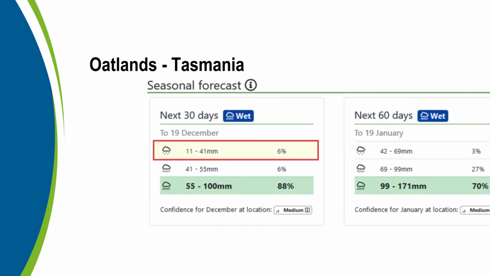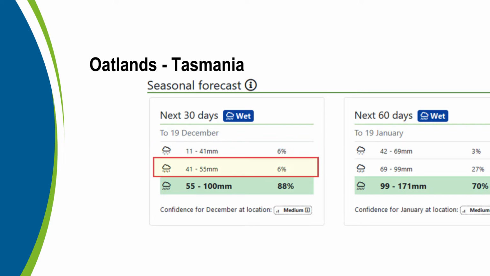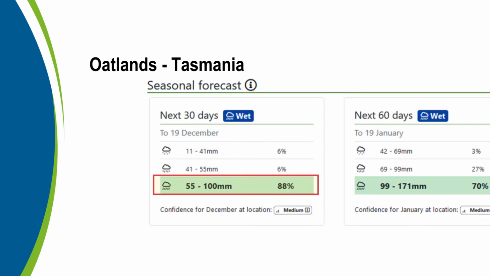The drier tercile range is from 11 to 41mm for the next 30 days, and 6 of the 99 predictions fell here. The average tercile is from 41 to 55mm, and again, 6 of the 99 predictions fell here. In this forecast, 88 of the model runs fell in the wetter tercile between 55 and 100mm. This is indicating a higher chance of wetter being the most likely outcome.